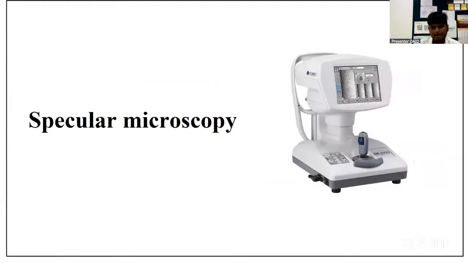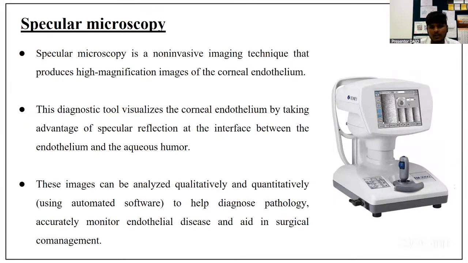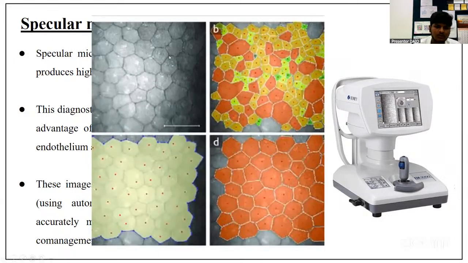Specular microscopy. Specular microscopy is a non-invasive imaging technique that produces high magnification images of the corneal endothelium. This diagnostic tool visualizes the corneal endothelium by taking advantage of specular reflection at the interface between the endothelium and the aqueous humor. These images can be analyzed qualitatively and quantitatively using automated software to help diagnose pathology, accurately monitor endothelial disease and aid in surgical co-management. So this is the image of the endothelial tissue cells.